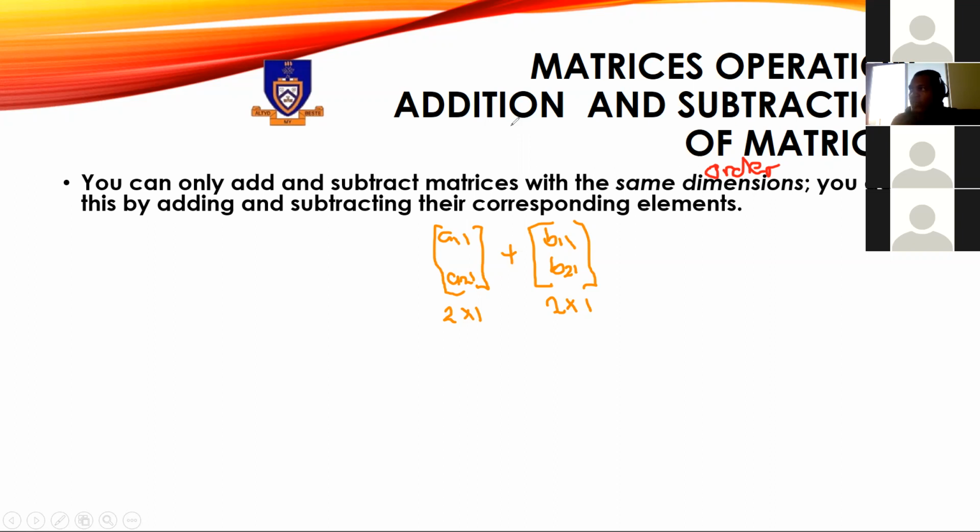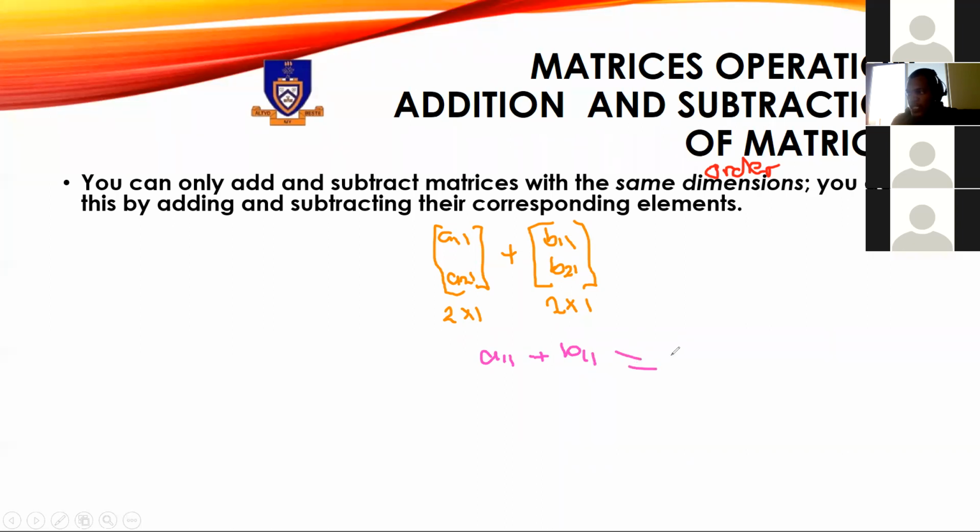Okay. So when we add or subtract them, we only look at the position of the elements. So it will be A1,1, okay, A row 1, column 1, plus we can only add that with B row 1, column 1.